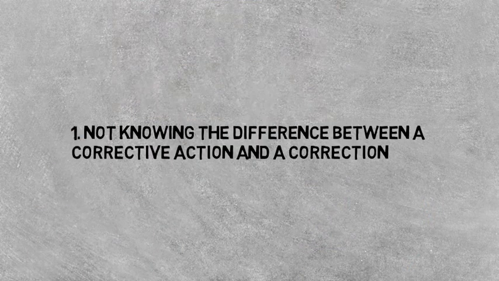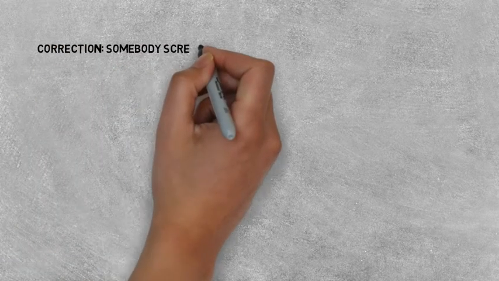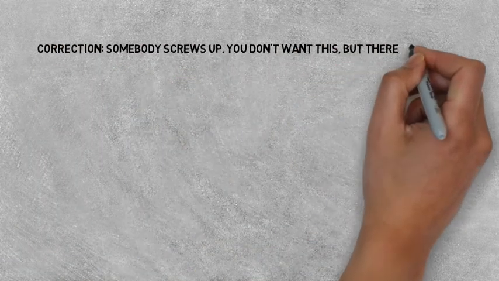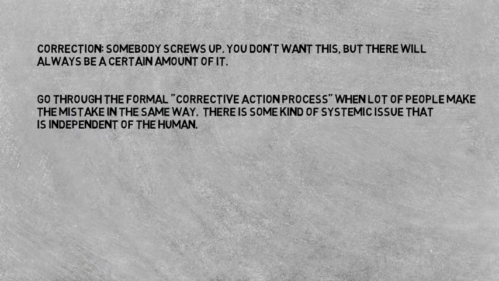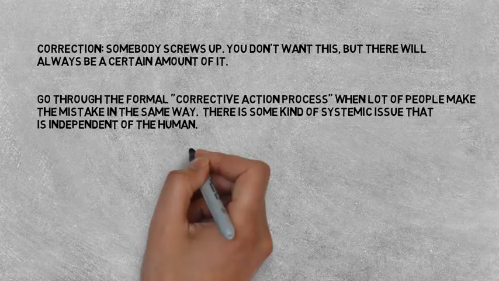Number 1, not knowing the difference between a corrective action and a correction. A correction is if somebody screws up. You don't want this, but there'll always be a certain amount of it. But you go through the formal corrective action process when a lot of people make the mistake in the same way. There's some kind of systemic issue that's independent of the human.